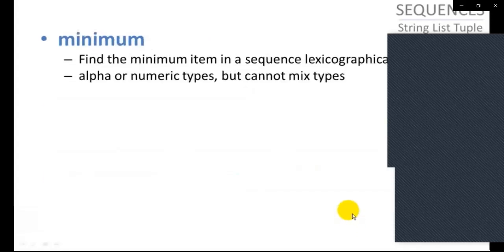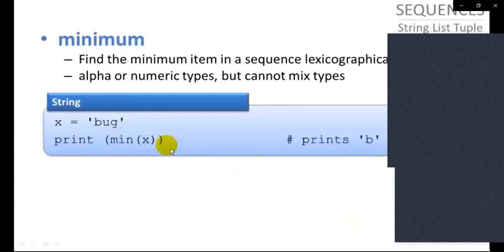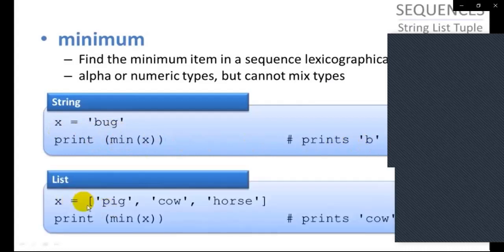Minimum finds the minimum number lexicographically, which means alpha numerically. But this only works when all of the items in the list are either alpha or numeric. You can mix and match integers and floating point values, but you cannot have both strings and integers. So if x equals bug, we want to find the minimum is b. If we have a list of 3 strings, we're going to find the lowest one, which is C, cow.